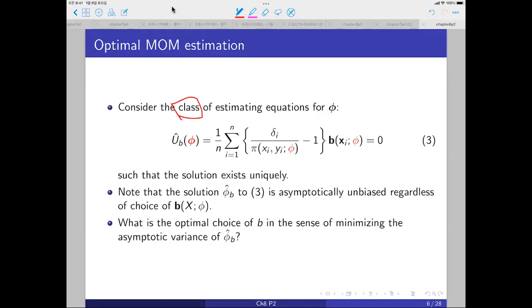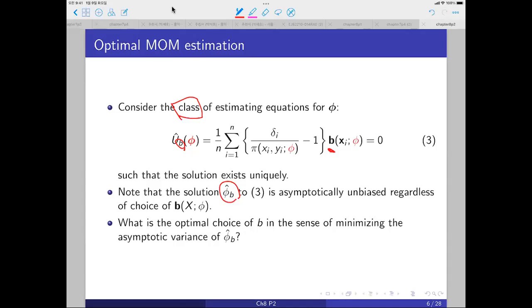So naturally, first of all, we use a subscript B to emphasize the solution's dependency on the function b(x). This can be anything, so the solution to this equation will be phi-hat_B because it depends on the choice of B, right? But no matter what choice, the expectation of this main equation is 0. So that means the solution will be consistent, right? But the variance will be different, right?